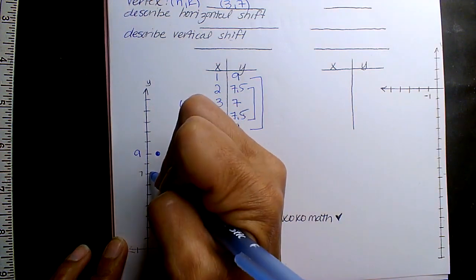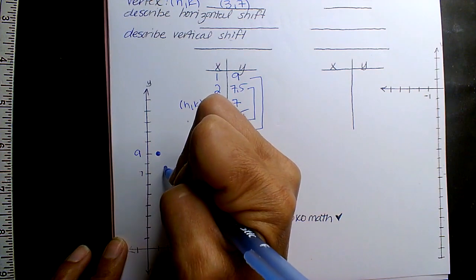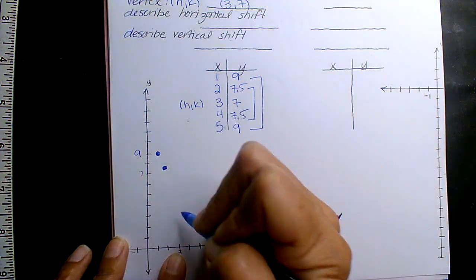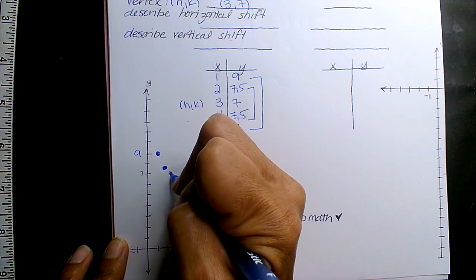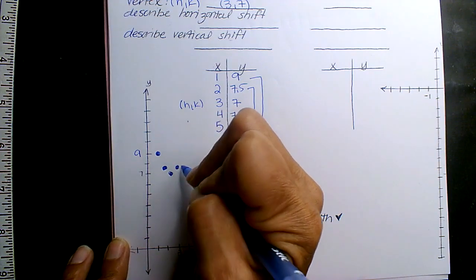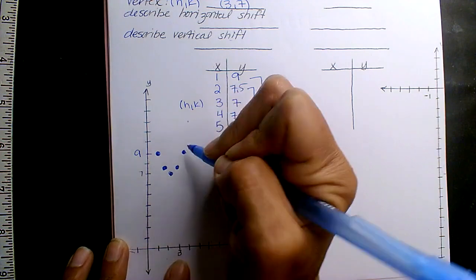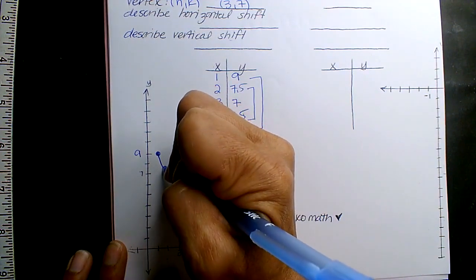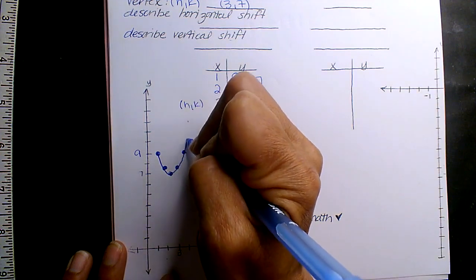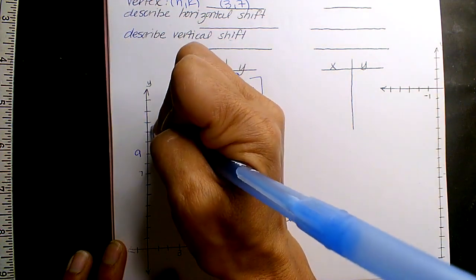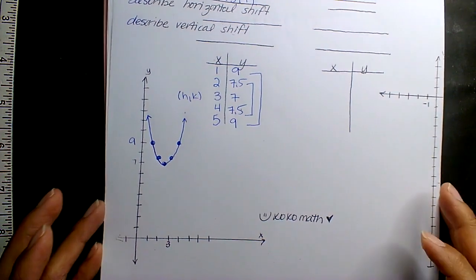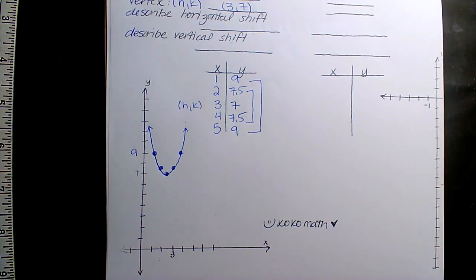2, 7.5. 3, 7. And so it's not a V, it's not an absolute value function, it's a parabola. It's a parabola, and so that's what you get. This is a year ago, like in a few weeks you guys started this.